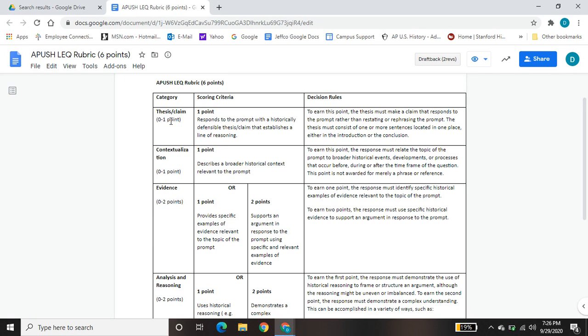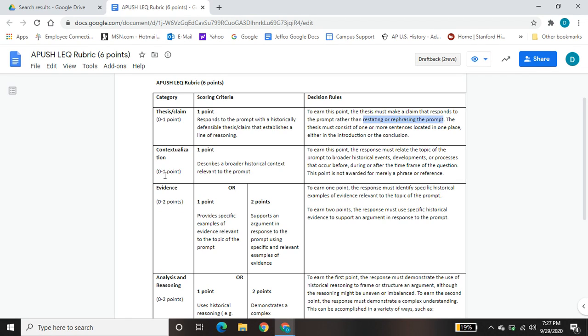The thesis has to be in either the beginning or the end of the essay. And the thesis has to be more than a restating or a rephrasing of the prompt. Okay, it has to do more than that. It has to take an original position. It has to be an opinion that's based on fact. The thesis, remember, is not a statement of fact. It is a statement of your opinion based on fact. The thesis is worth 1 point, and has to be at the beginning or at the end of the essay.